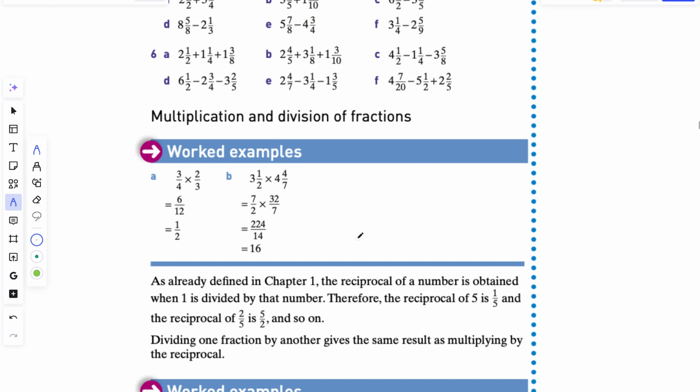As a revision. Now we go to multiplication and division of fractions. We've done addition and subtraction of fractions. If you're given 3 over 4 times 2 over 3, this type is easy. Do you know why this type is easy for multiplication? The numerator and the denominator are the same. They can simply cancel out.